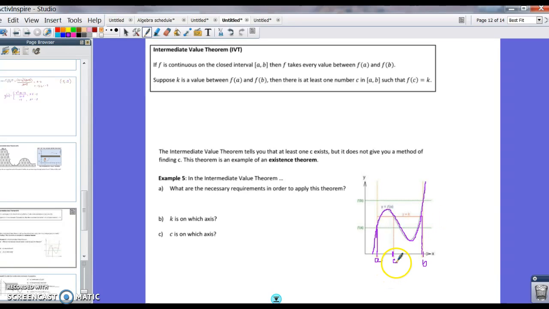The Intermediate Value Theorem says this: if C is between A and B, what that means is that the function value f of C is going to be between f of A and f of B.